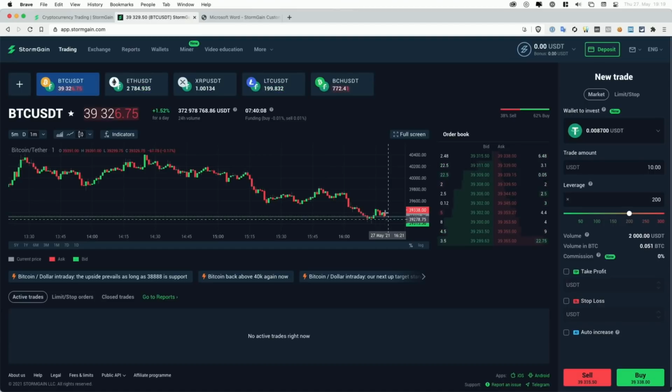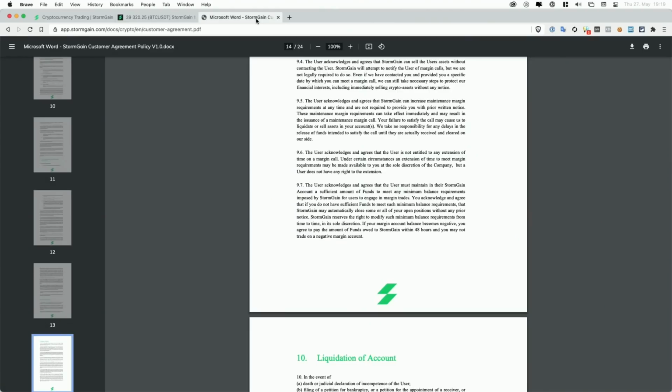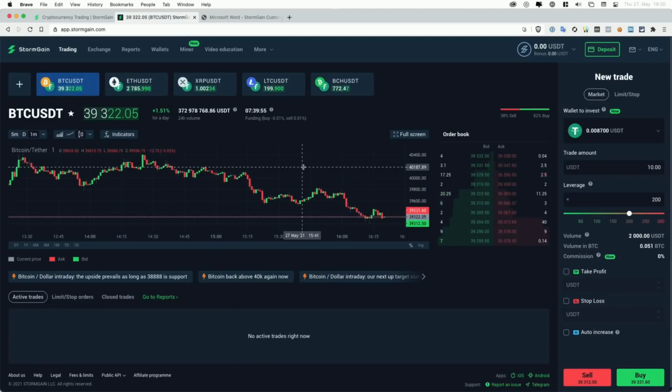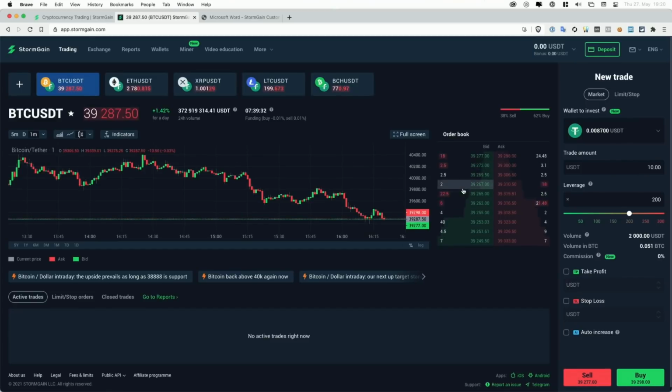As a result of that, the terms of service of StormGain would apply, in which it's clarified if your balance is negative, you agree to basically bring it back to zero within 48 hours. So you would actually be obliged to then deposit money to cover the loss that you just occurred. That obviously sounds scary, but there are ways to reduce your risk.